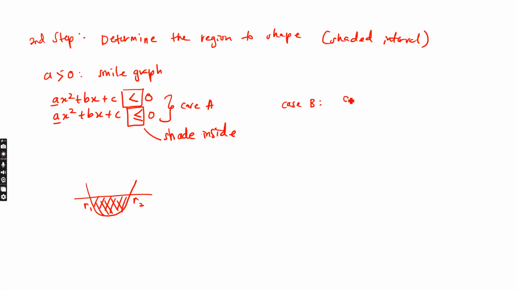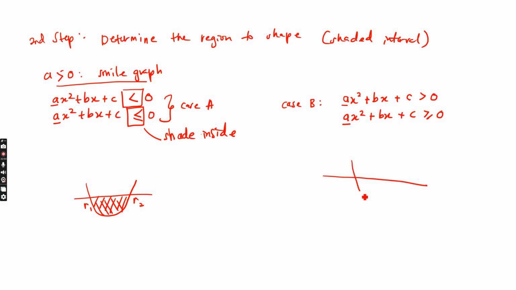For case B, when we have a quadratic inequality, ax square plus bx plus c greater than 0, or greater than or equal to 0. First of all, because this is a smile graph, the value of a here is greater than 0, which means it is a smile graph. So you draw a straight line first, and then you draw a smile graph, and now you need to know which one you need to shade.